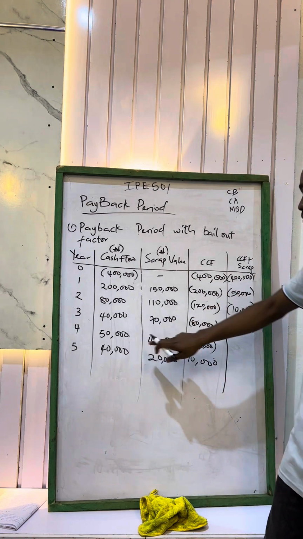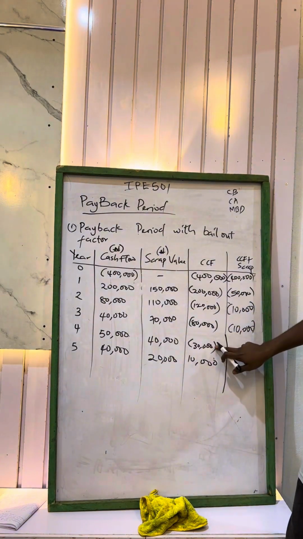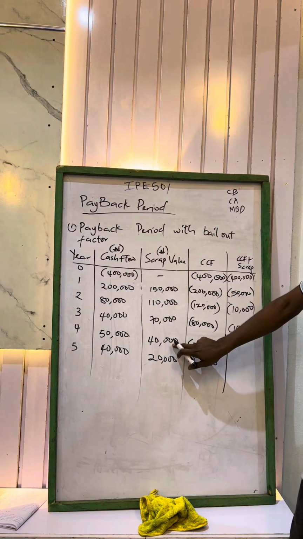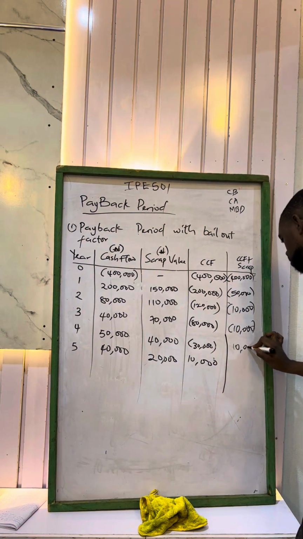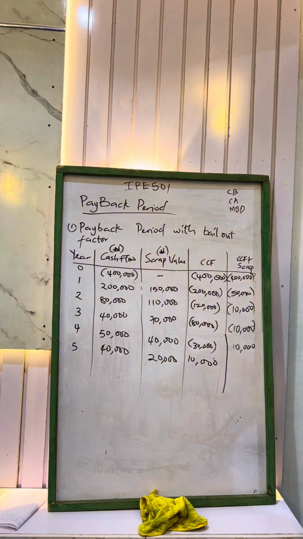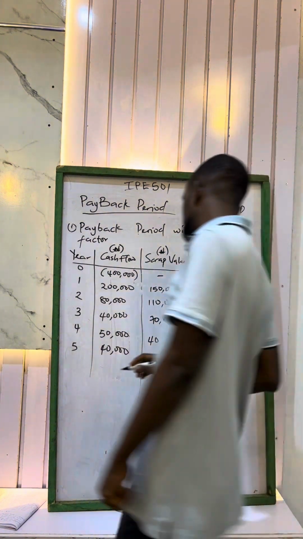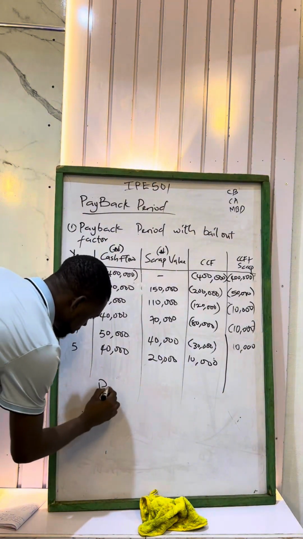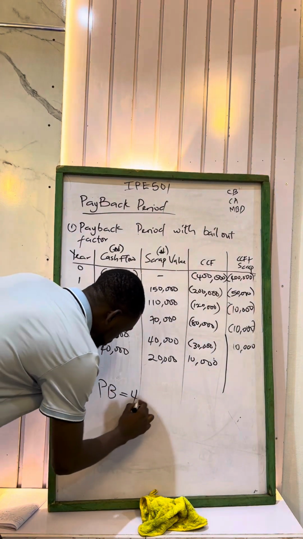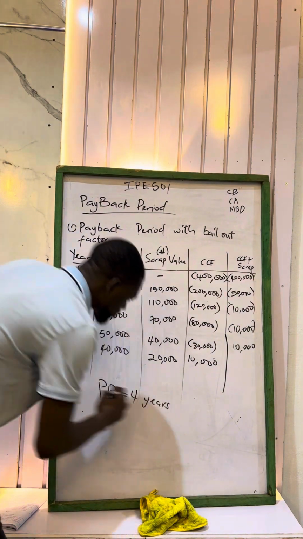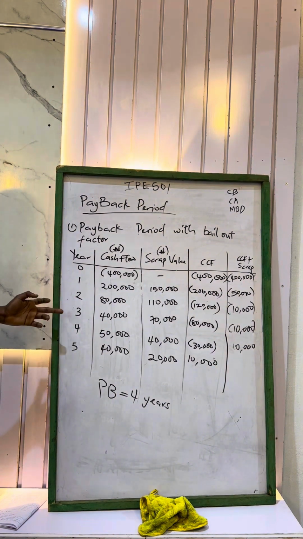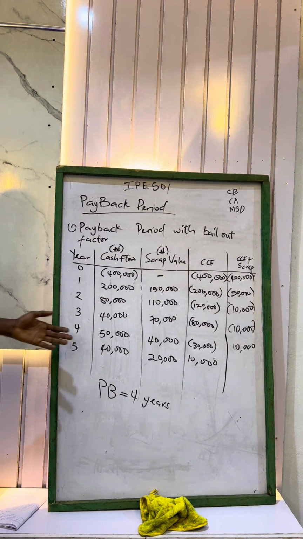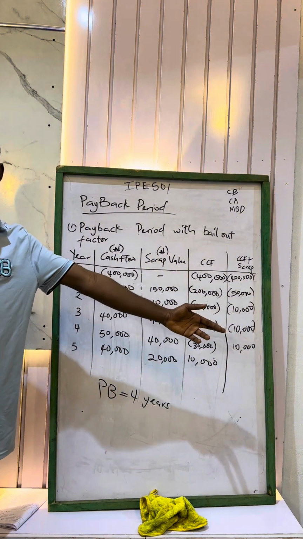After the fourth year, I'm on a loss, but I can sell for this. So when I sum this together, this is going to give me 10,000 naira. So we can say the payback period for this project is 4 years. That is, after the 4th year, I can decide to sell out the project and I'm no longer interested in this. I'm going to make my capital back.